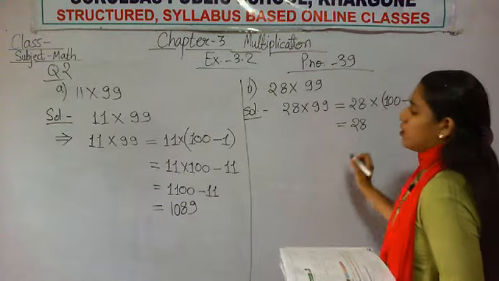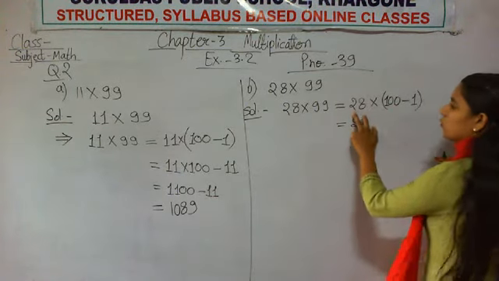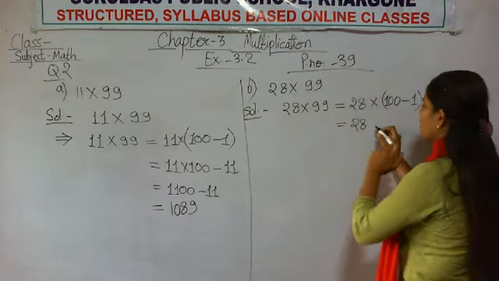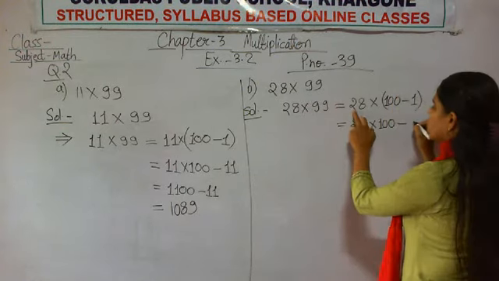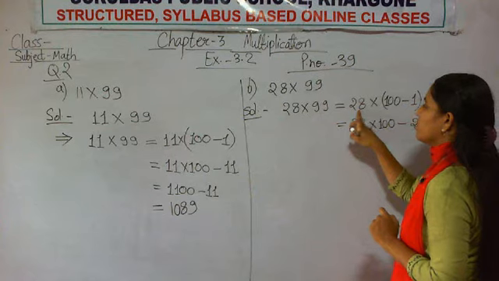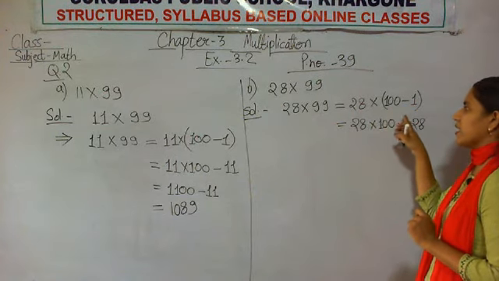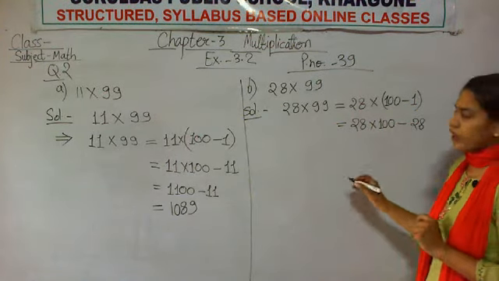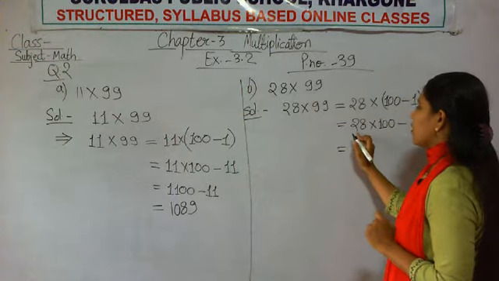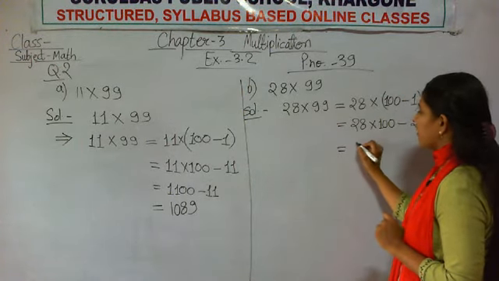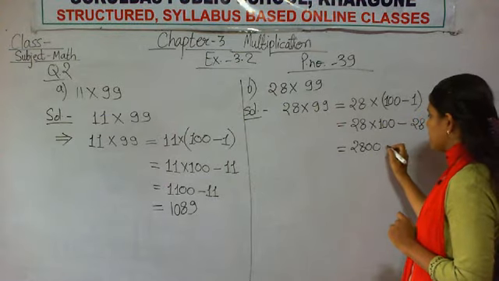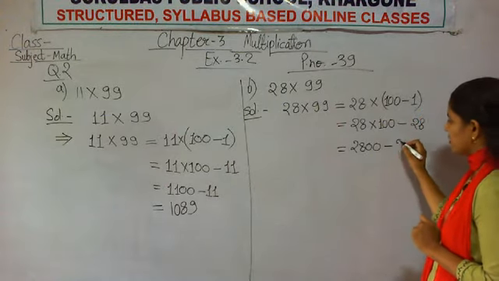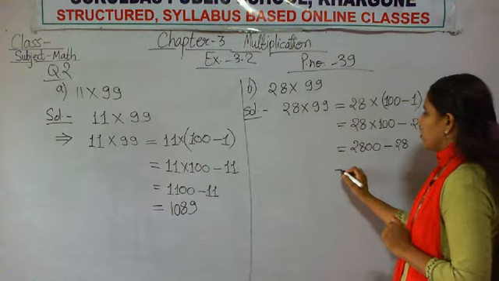Okay. Now what is the trick? You will multiply this 28 by 100 first and subtract the 28. Now multiply 28 by 100. You will get 2800 as the product. Then put a minus sign. 28 is written here, so write 28.